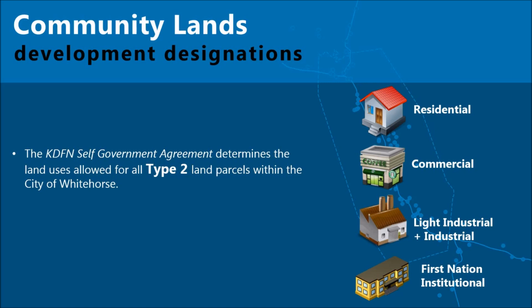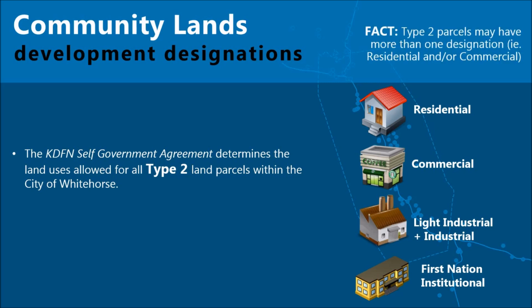And they're very broad. They're very broad designations. So the residential designation, for example, offers some commercial opportunities, but they are part of the agreements and they need to be respected, and they do provide a level of direction for how those parcels are to be developed in the future. So as a fact here, Type 2 parcels can have more than one designation, so they can be designated residential and or commercial, allowing for a multitude of different uses.